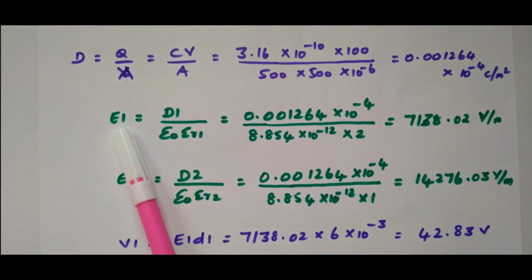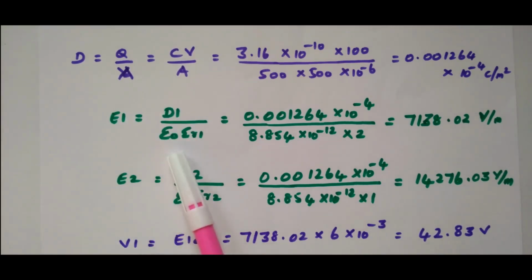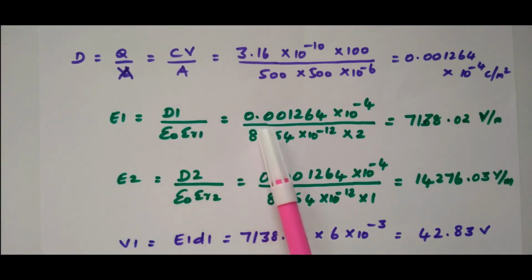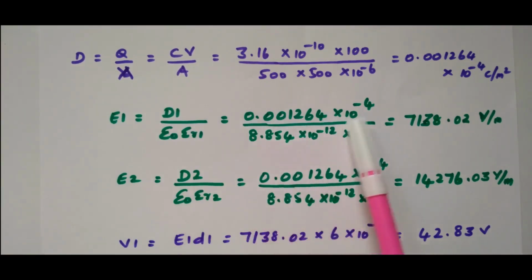So E1 equals D1 divided by epsilon naught into epsilon R1. We know the relation between D and E, right? D equals epsilon E. From that, E equals D by epsilon, right? The D1 and D2 are both equal; D1 and D2 are equal to D. So the D value is 0.001264 into 10 to the power minus 4.